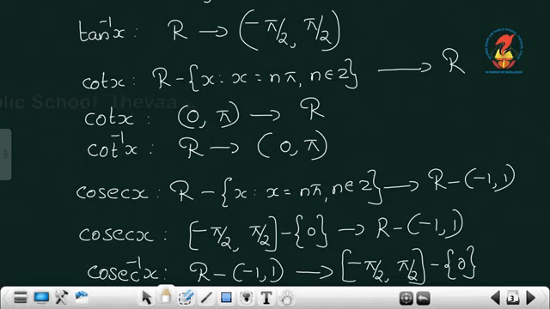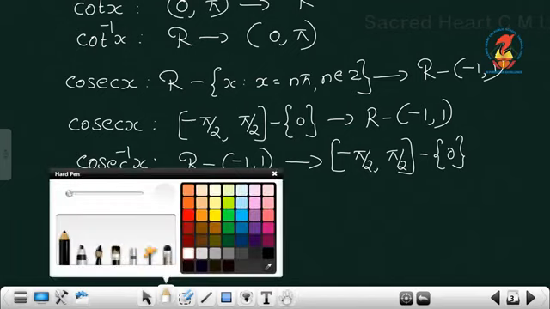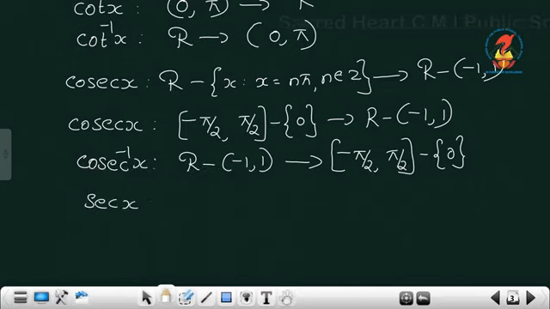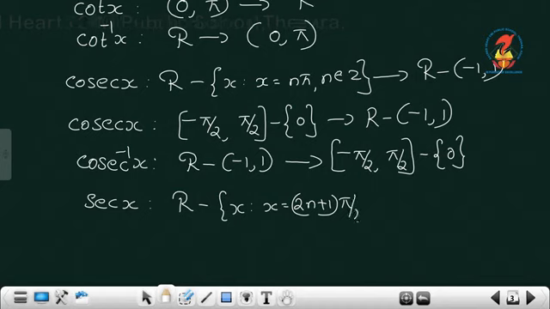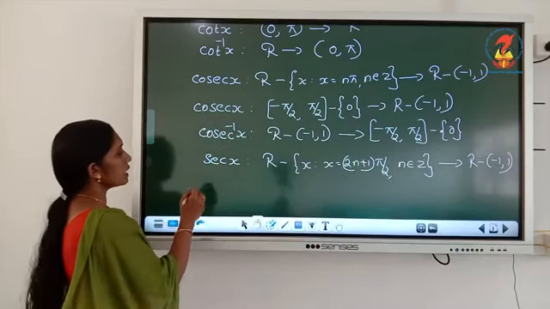Then the last one. Cosec is also related to sine. Sine, tan, cosec have minus pi by 2, and cos, cot, and the last one, sec, are related. So sec x, the domain is R minus the set of all x such that x is equal to (2n+1)pi by 2, where n belongs to Z, and the range is R minus (-1, 1). The function is not one-one, and on R we have to divide into sub-intervals.